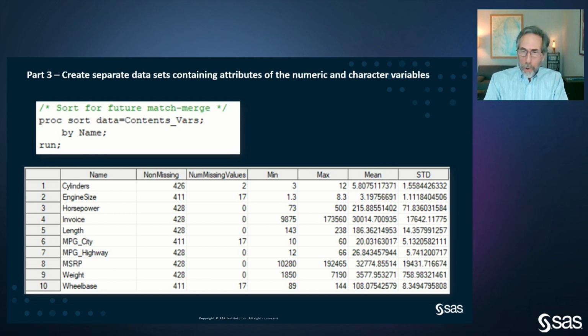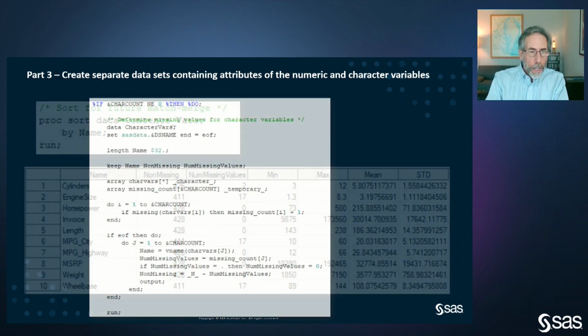So we sorted for future merging, and this is what ends up popping out. And you can see that it's a nicely formed SAS data set. It has 10 observations, which are the 10 numeric variables in the SAS data set: cylinder, engine size, etc. The number of non-missing, number of missing, min, max, mean, and standard deviation.